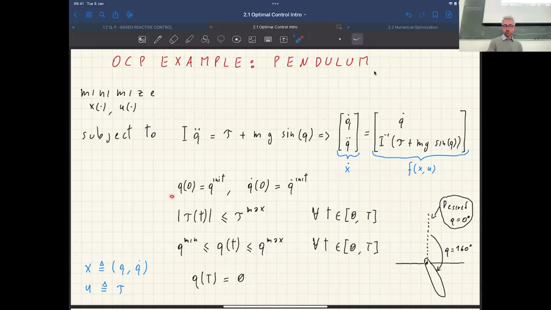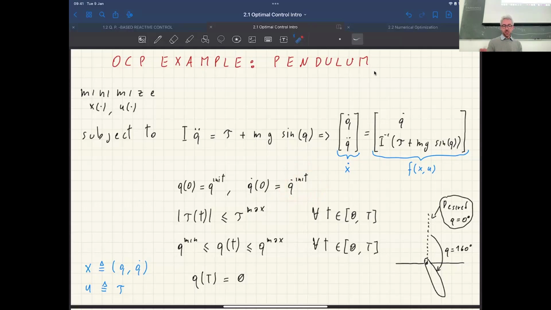Then we need to fix the initial state. So we know where the robot is now, what its state is when we begin. So we fix it: q at time 0 is equal to some value, q init, and q dot at time 0 is equal to some value, q dot init. Those are going to be constant.